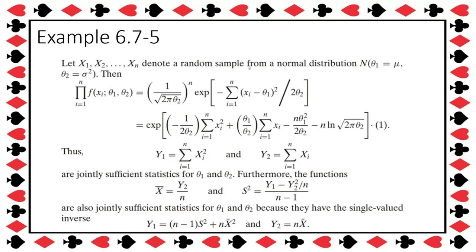We'll have to convert it to exponential form. Do we have to convert it? It's already in exponential form, except for the 1 over square root of 2 pi, which does not depend on theta. If you convert it to exponential form, that's what it is. We use the log to convert it, and this depends on theta 1, theta 2.